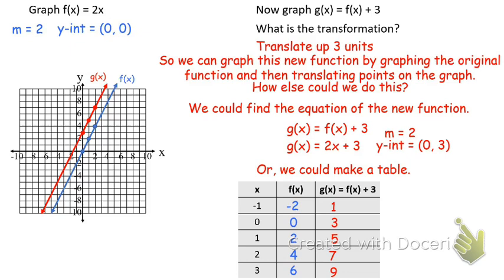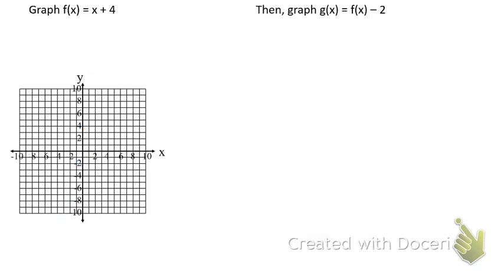Well, let's look at another example here. In example 2, the new function f of x is now x plus 4. The new function g of x is going to be f of x minus 2. Let's plot the original function. Here the slope is 1, but now the y-intercept is 0, 4. So we'll start at 0, 4 and find new points by going 1 unit up and 1 to the right. We'll get enough points that we can see what the line looks like and then draw the line.